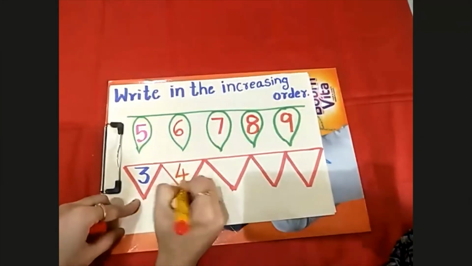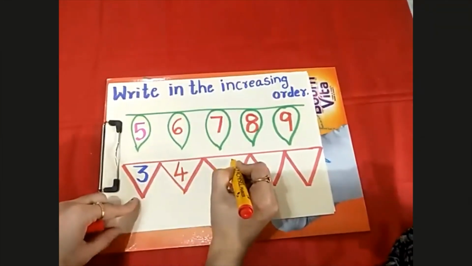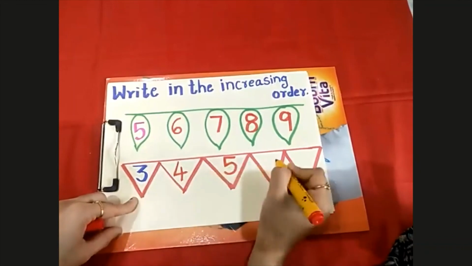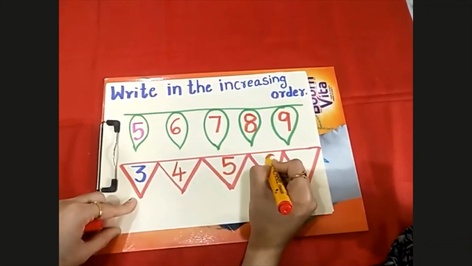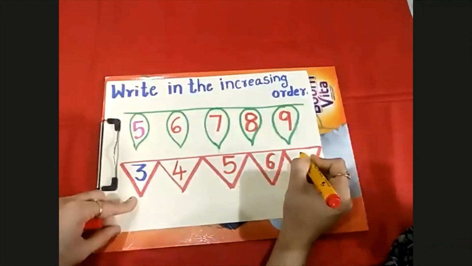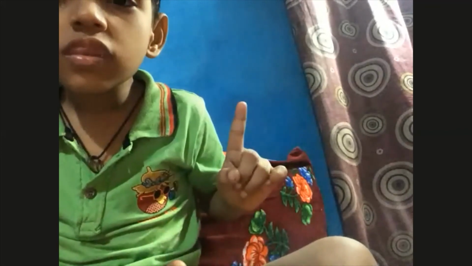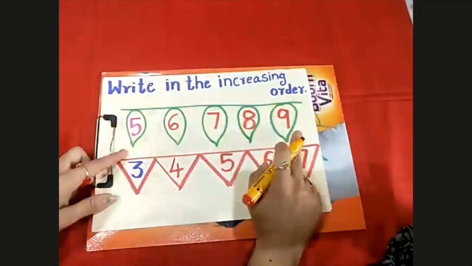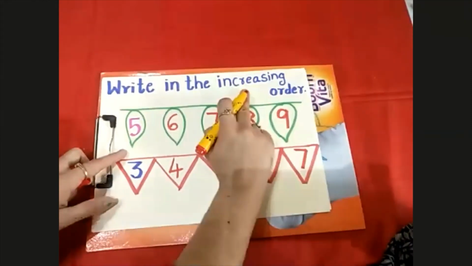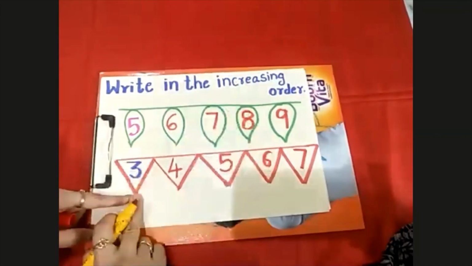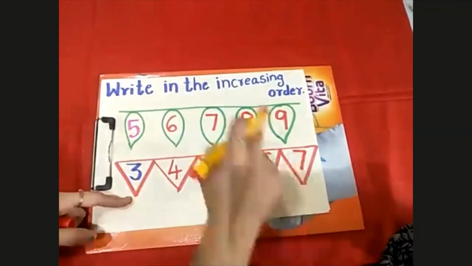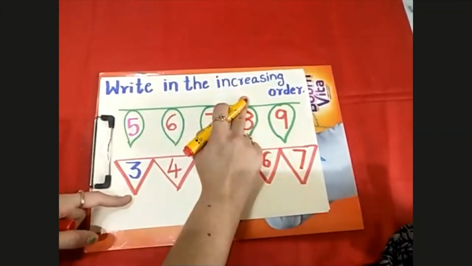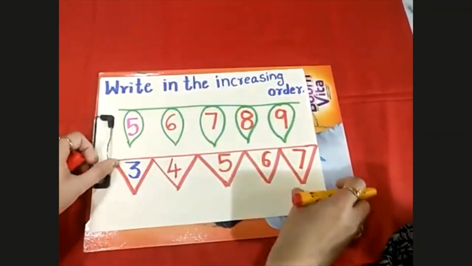4. Then 5. Then 6. Very good. 7. Very good. So what exactly do we do in increasing order? We start from the smaller number to the bigger number, that is increasing order. Understood? Okay.